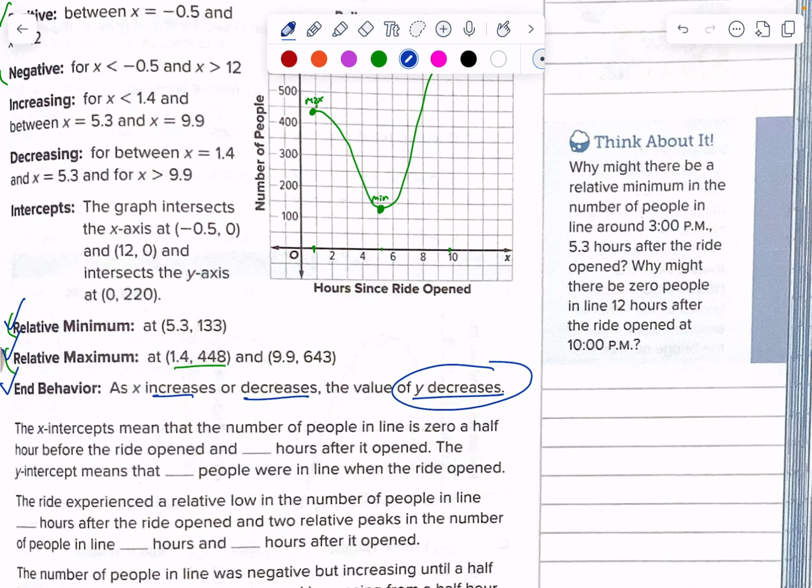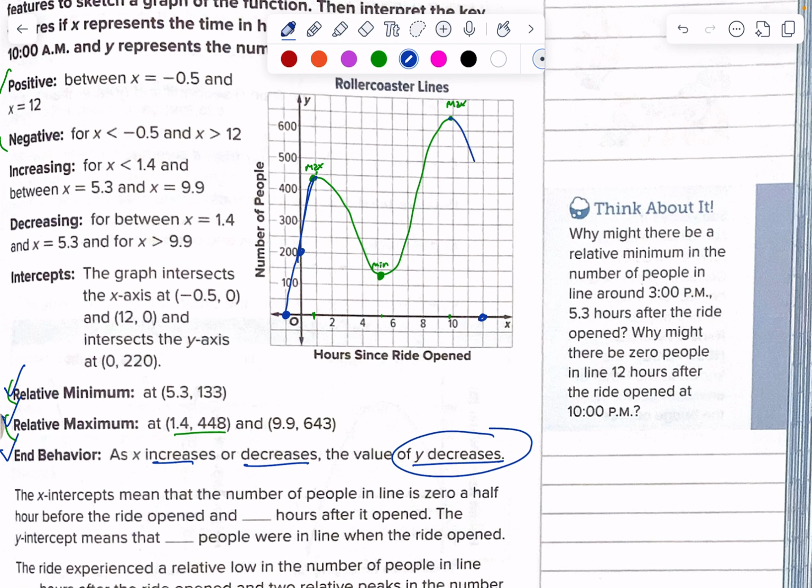The intercepts: the graph intersects the x-axis at (-0.5, 0), so he touches there, and at (12, 0), which is there, and intersects the y-axis at (0, 220). Okay, so now I have what my graph looks like. Right here, something like that, and something like this.